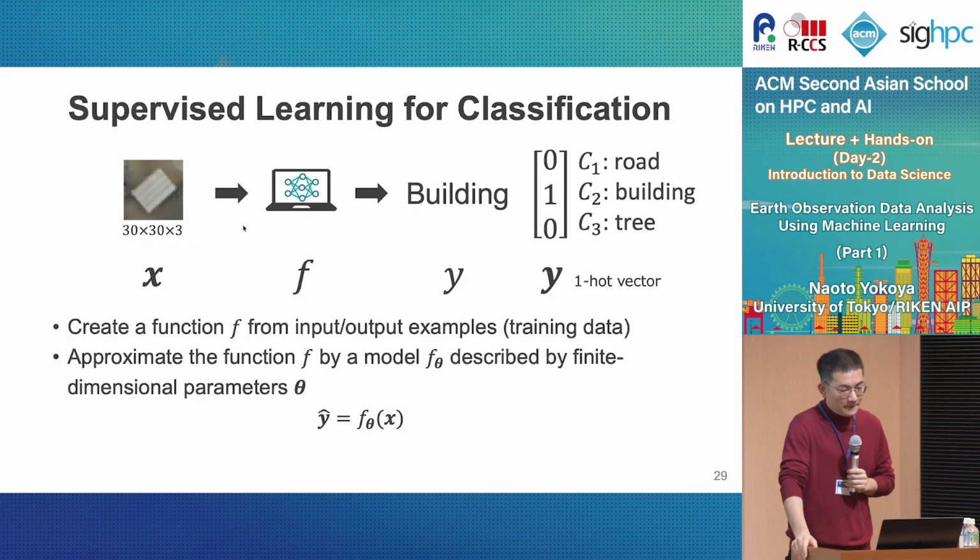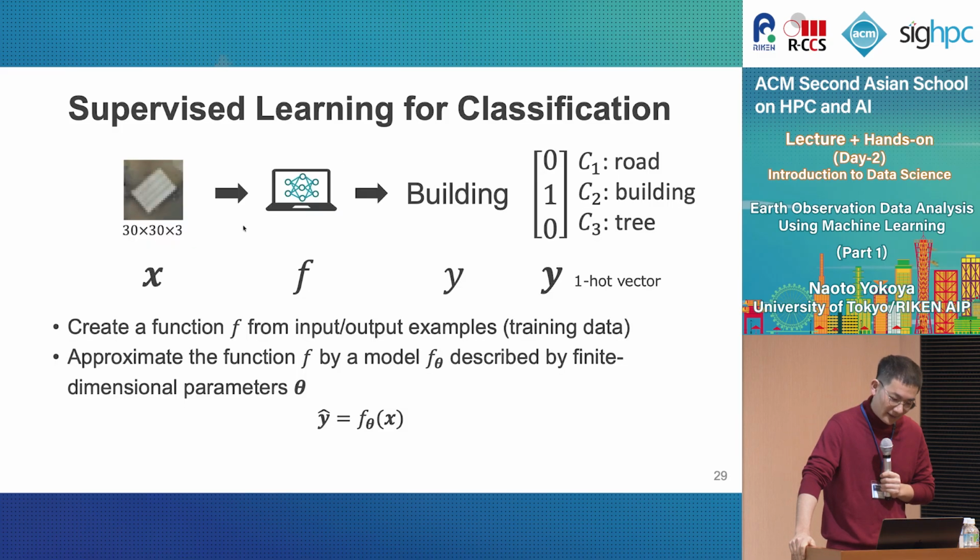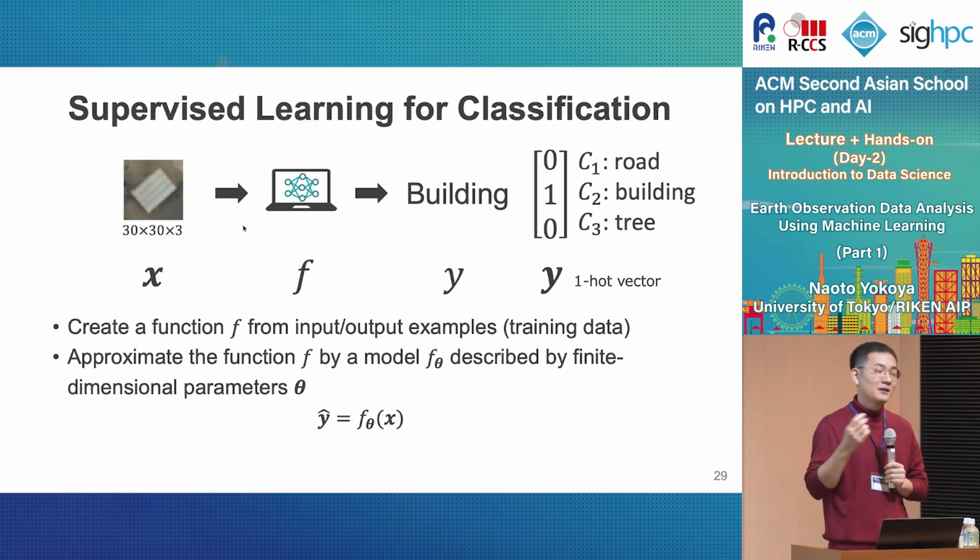Today, for simplicity, let us focus on image classification. As shown here, we have very small image patches, and we want to classify what the object located at the center of the patch is: building, road, or tree, and so on.